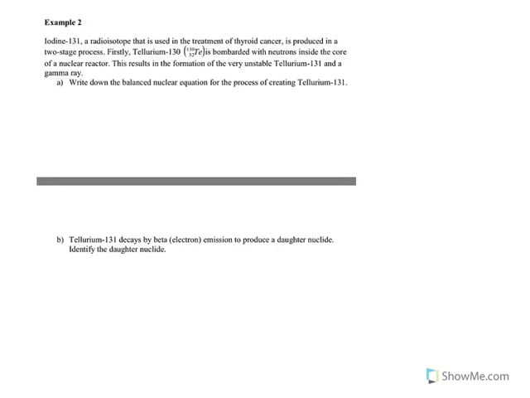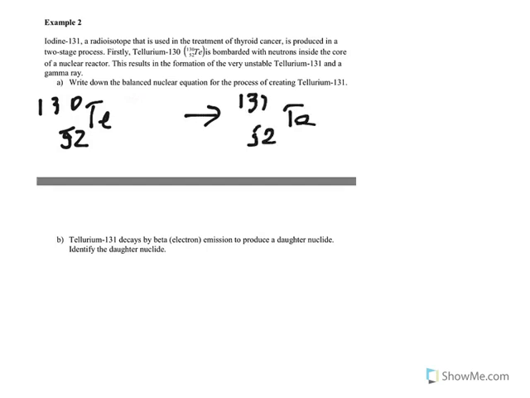All right, next example. Here we go. We've got iodine, a radioisotope used for treating thyroid cancer, produced in a two-stage process. Firstly, tellurium 130, so that's 130 Te 52, is bombarded with neutrons. This results in the formation of very unstable tellurium 131 and a gamma ray. Write down a balanced nuclear equation for the process of creating it.